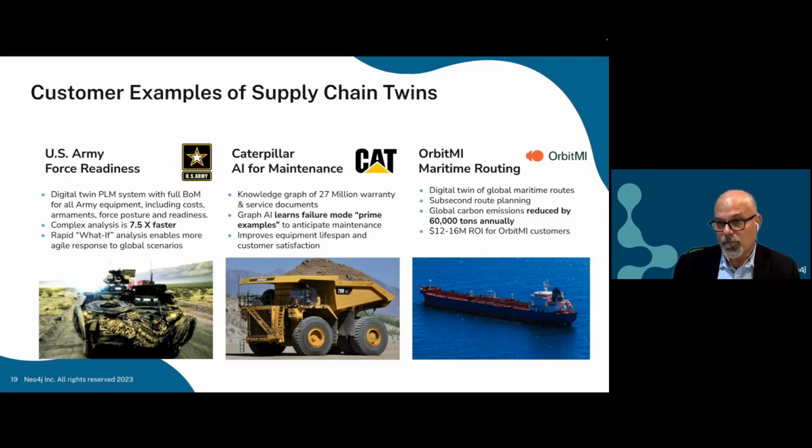Orbit MI is a marine routing company, and they were able to move what was a formerly relatively manual routing process into Neo4j, and they're able to compute global sub-second routes. As an outcome, they were able to reduce their fuel costs, which then reduced their carbon footprint, and they were able to pass those savings on to their customers, which made them more competitive.